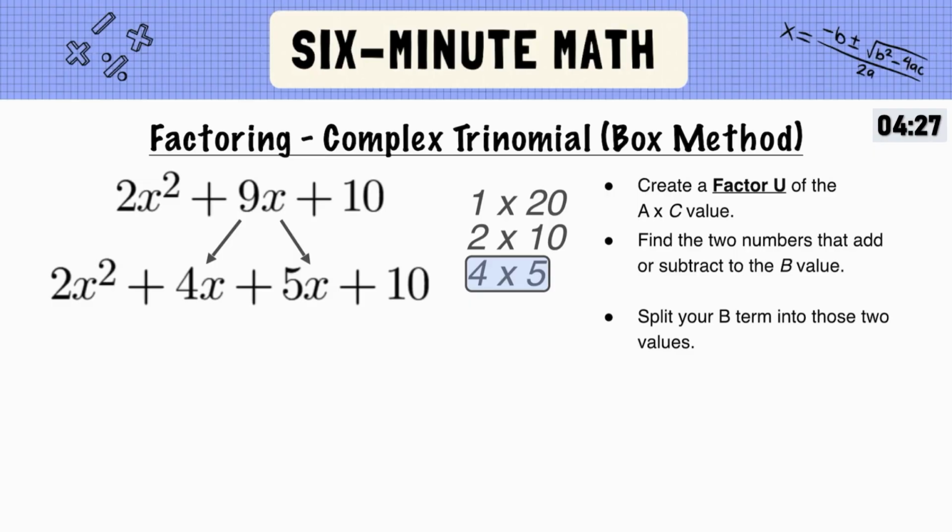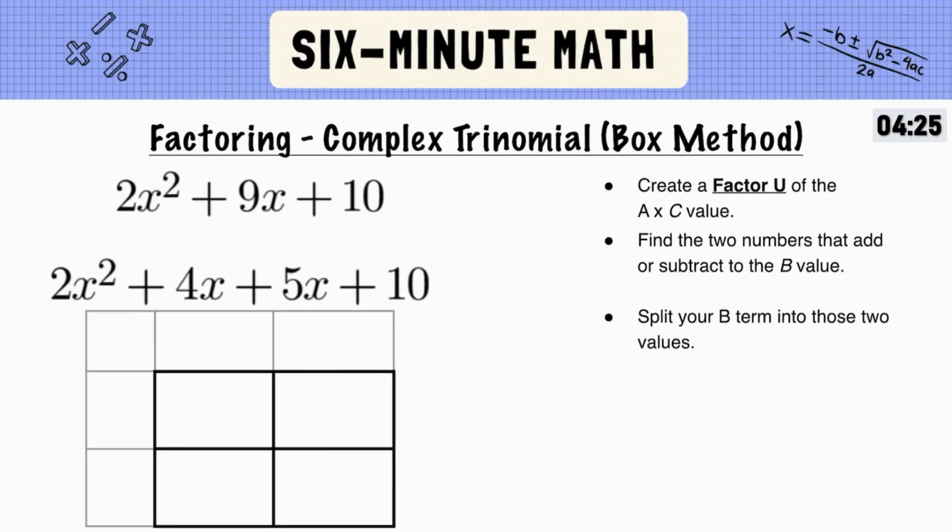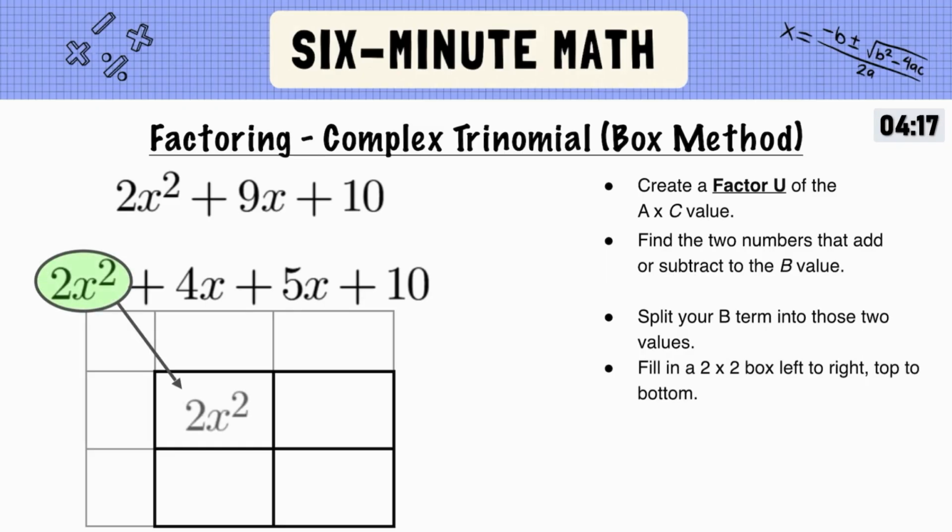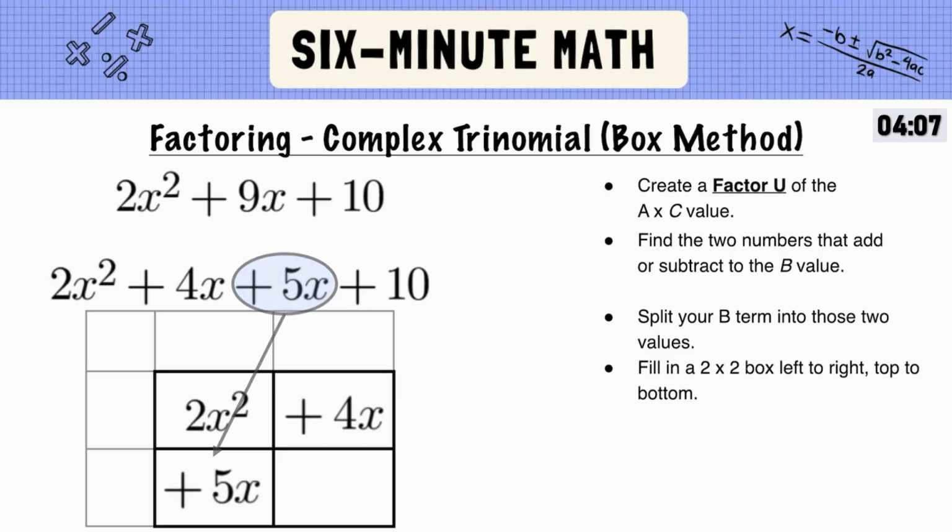I'm now going to take those 4 terms and place them in my box, left to right, top to bottom. So we're going to take our 2x squared in. We're going to bring our 4x in like we would read a book. Positive 4x. We're going to bring our positive 5x in and our positive 10 in. Our next step is we are going to factor each row and column.